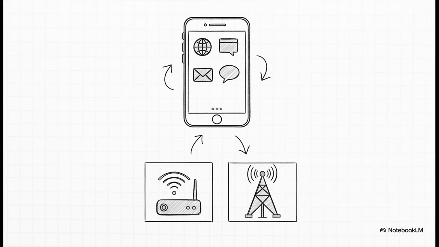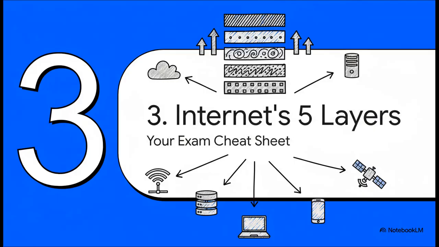That same principle of modularity is the reason you can switch from your home Wi-Fi to a 5G signal on the go, and your browser, your apps, they just keep on working. They don't care. The layers are independent. Okay, so we've got the analogy down. An airplane trip has layers. Now let's get to the real meat of this study session. What are the internet's layers? Seriously, get ready to take some notes here because this is 100% going to be on the exam.